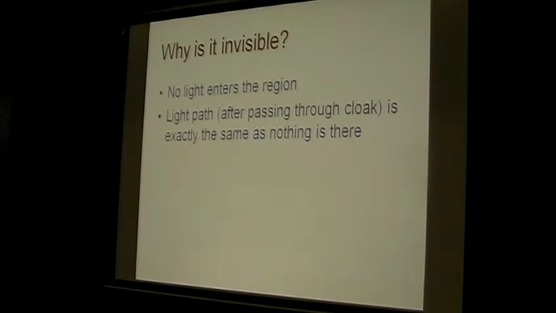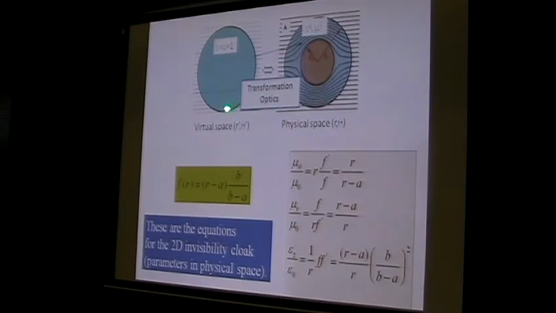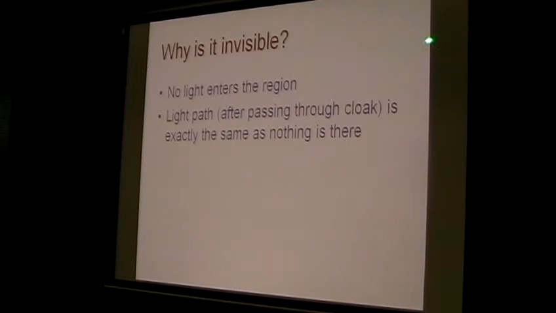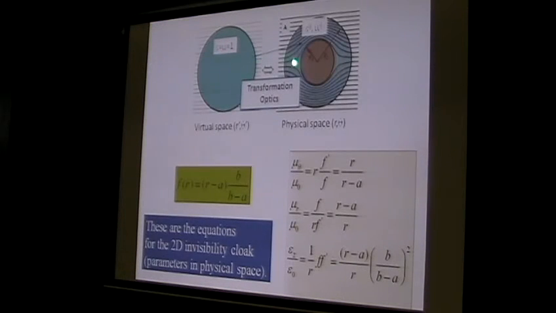And of course, now just to recap, why is it invisible? Simply because, first of all, no light enters this region. And secondly, in fact, the light path after passing through the cone is exactly the same as if nothing is there. Okay? And therefore, you think that that region is invisible.